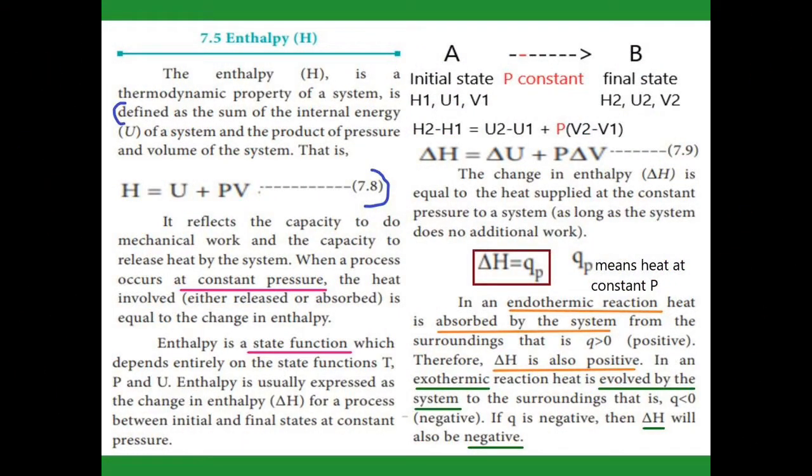Enthalpy means the internal energy added with the product of pressure and volume. As per the equation, H is equal to U plus PV. U means internal energy of the system, and PV means the product of pressure and volume. It is the sum of the internal energy of the system and the product of pressure and volume of the system.